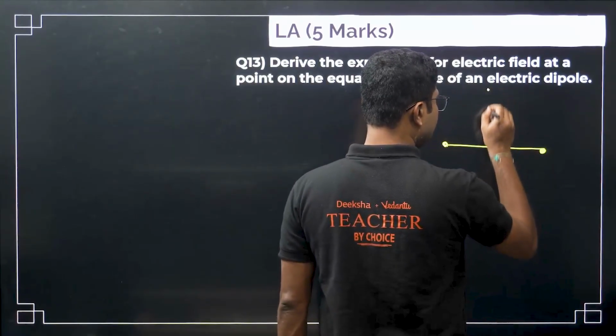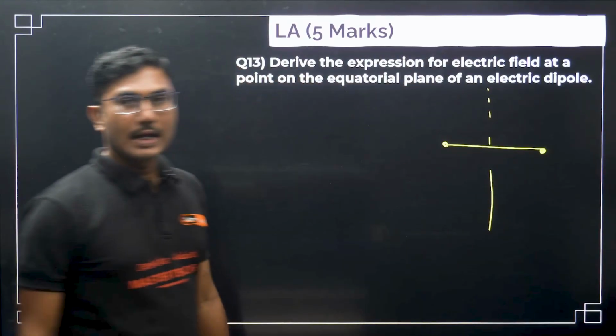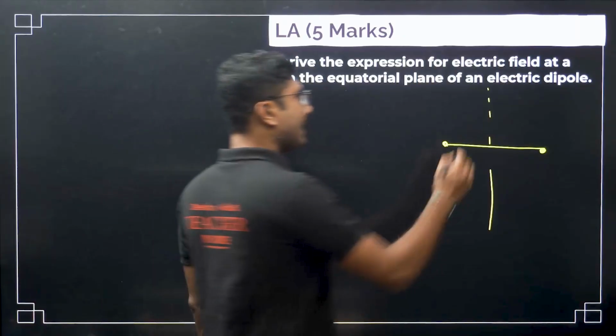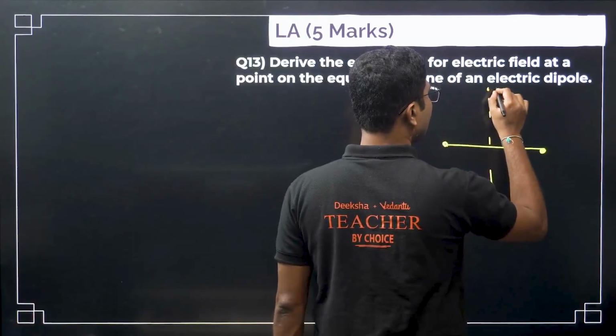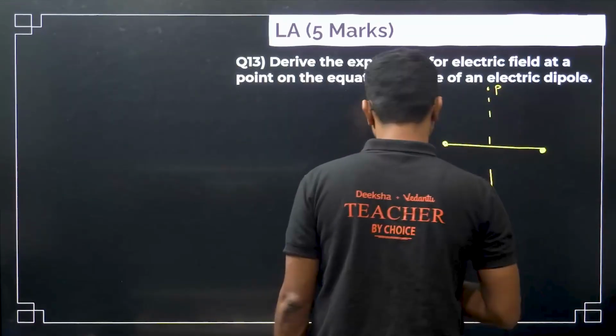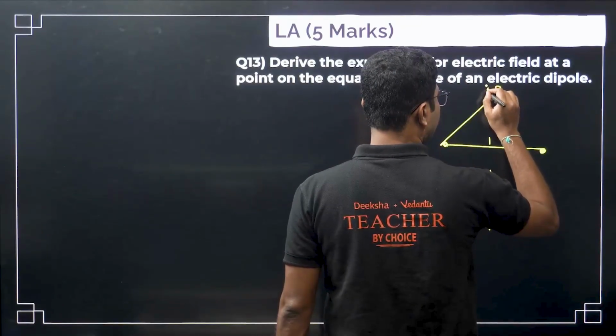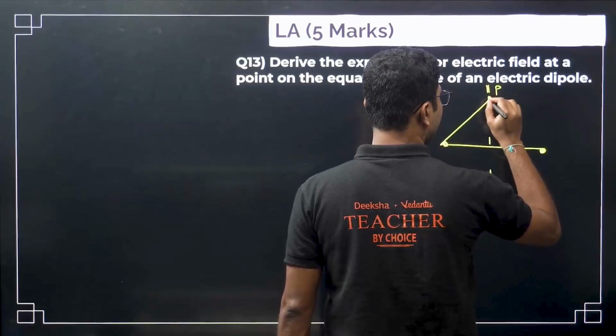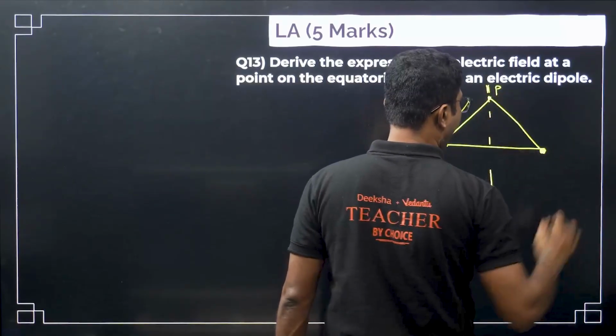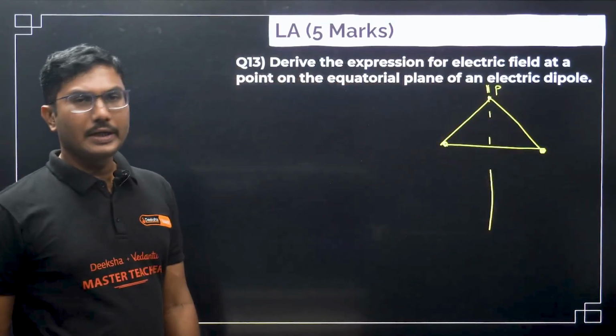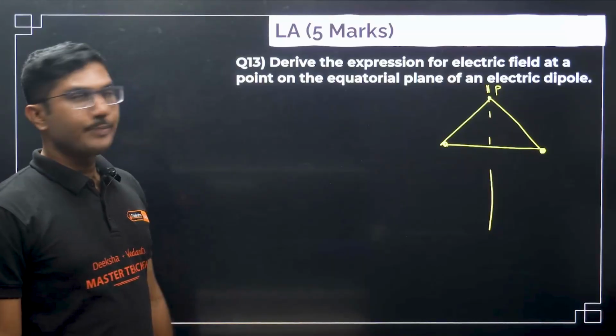Equatorial plane means the plane which bisects the dipole into two halves. Okay, any point on this plane, P. No, don't take this point, take this point, this is our P. We will try to find the electric field on this point P.